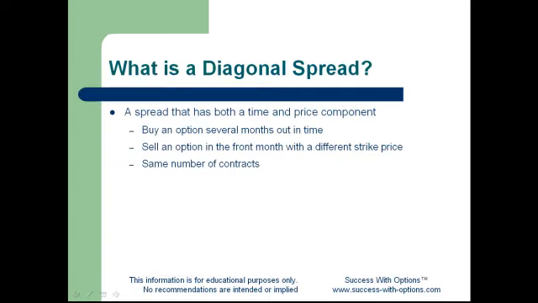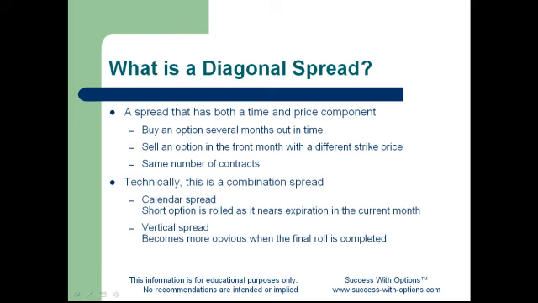Let's begin by talking about what a diagonal spread is. A diagonal spread is slightly different than many of the strategies I've covered in the past because it has both a time and a price component. You will buy an option several months out in time and sell an option in the front month, having a different strike price than the one bought.